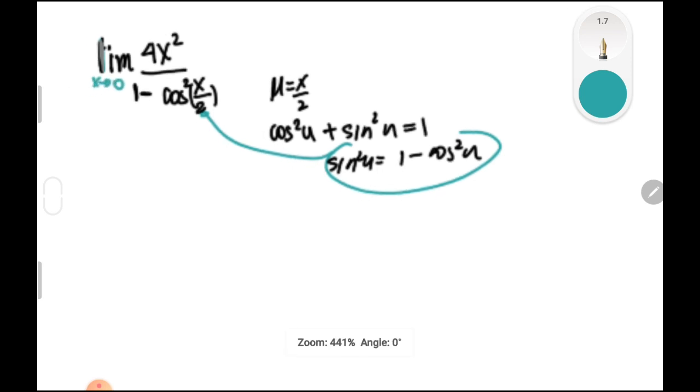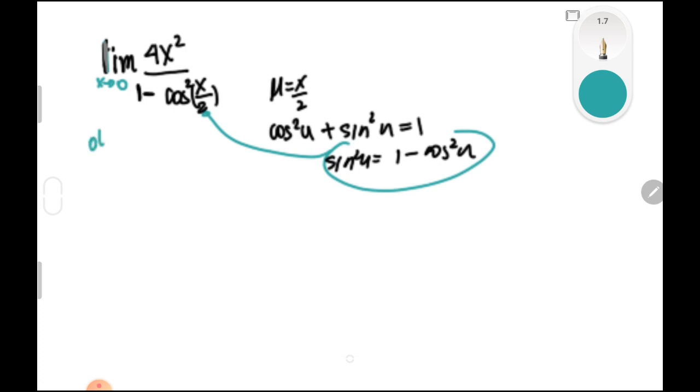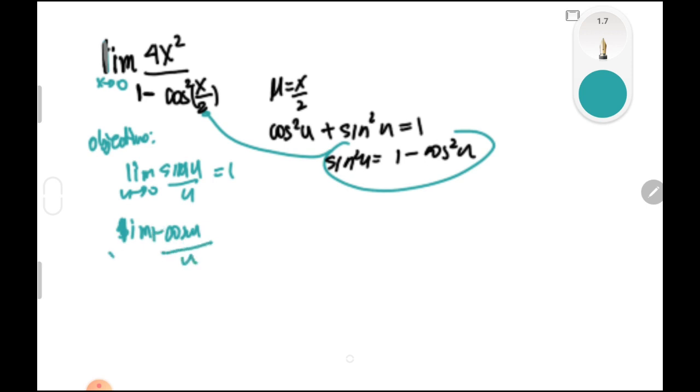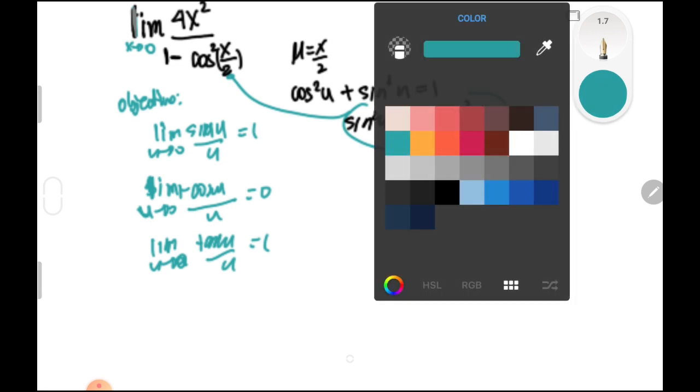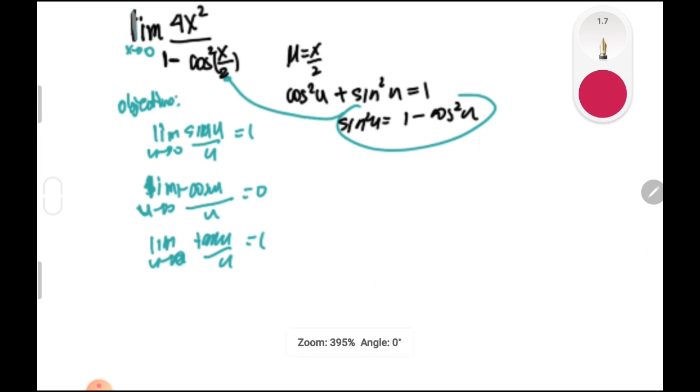So therefore take note that this is approaching 0, right? So always our objective when we have these is to have a value of the limit of sine u over u as you approach 0 equals 1, the limit of 1 minus cosine u over u as you approach 0 is equal to 0, and of course the limit of tan u over u as you approach 0 is equal to 1. So these are our objective forms in order to evaluate our limit faster, more efficiently, and easier.